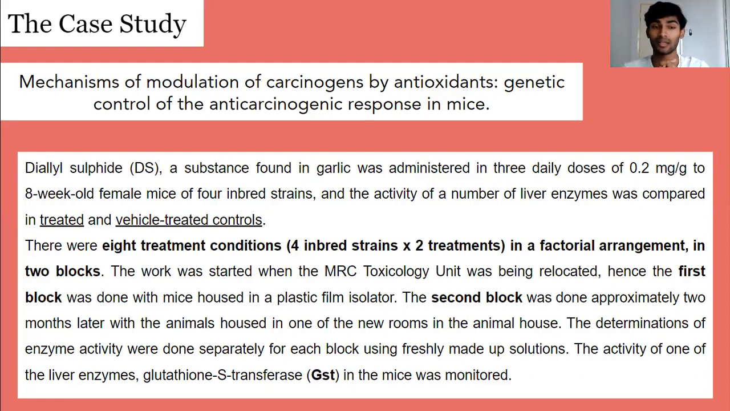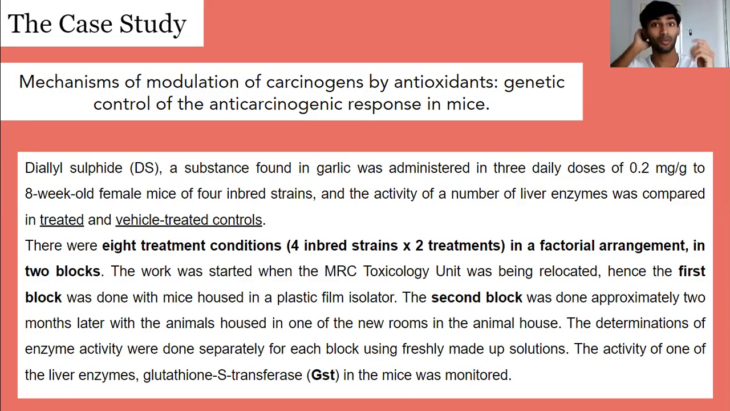So, these are our treatments. There were 8 treatment conditions, 4 inbred strains times 2 treatments in a factorial arrangement in 2 blocks. The work was started when the MRC toxicology unit was being relocated. Hence, the first block was done with mice housed in a plastic film isolator. The second block was done approximately 2 months later with the animals being housed in one of the new rooms in the animal house. Determinations of enzyme activity were done separately for each block using freshly made up solutions.